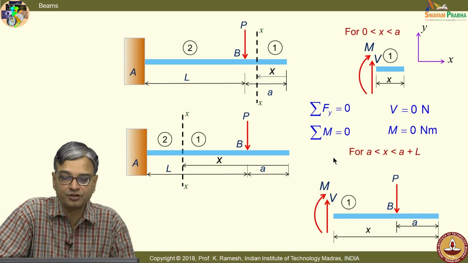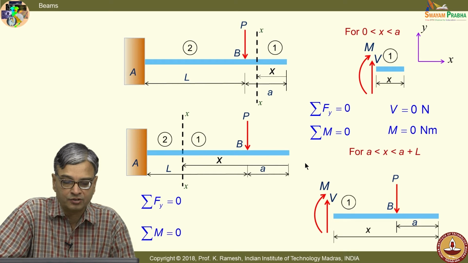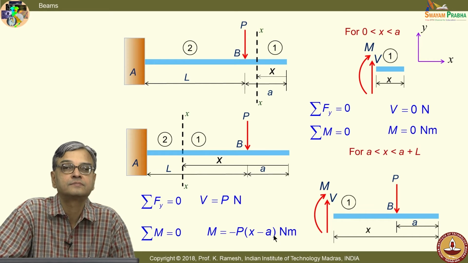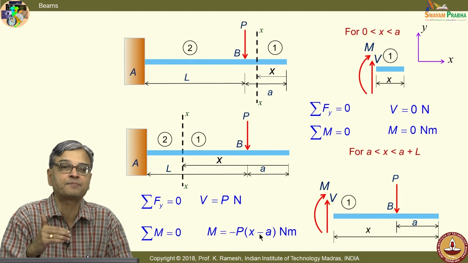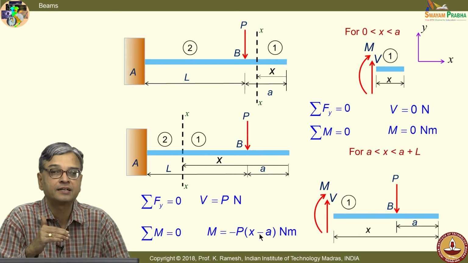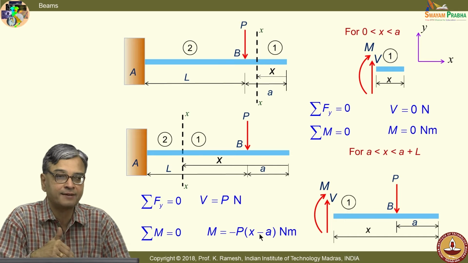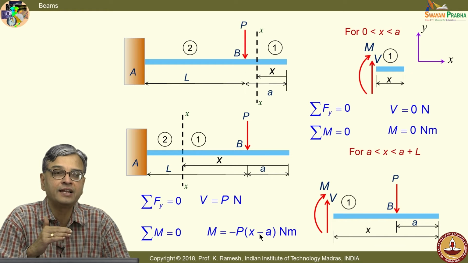I would appreciate that you fill in the intermediate steps which I miss in my slides. Sigma Fi equal to 0 gives me B equal to P, and sigma M equal to 0 gives me M equal to minus P into x minus A. Please fill in the intermediate step. You should not make a mistake while you solve a problem in a quiz or an exam. Please fill in the intermediate step.